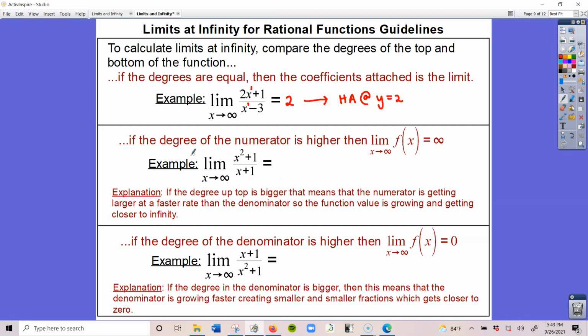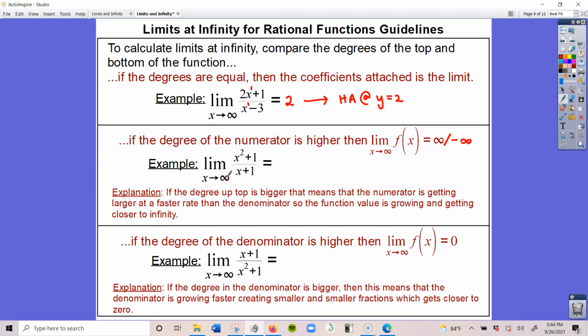In this next one, if the degree of the numerator is higher, then that means that the limit is going to equal infinity or negative infinity. I have here infinity as just an option, but it could also equal negative infinity. So how would we determine that? What this means is that this particular function does not have a horizontal asymptote.